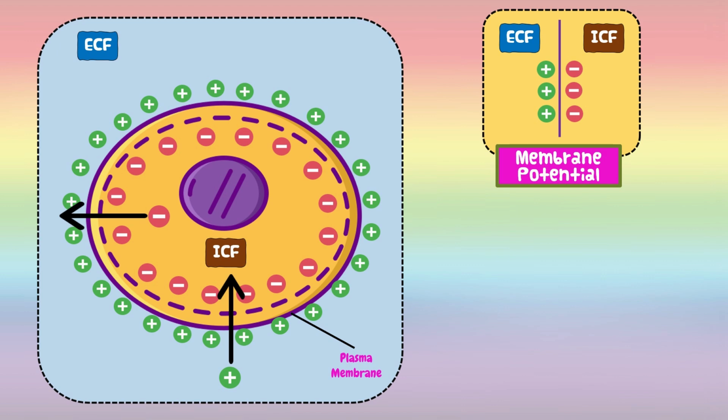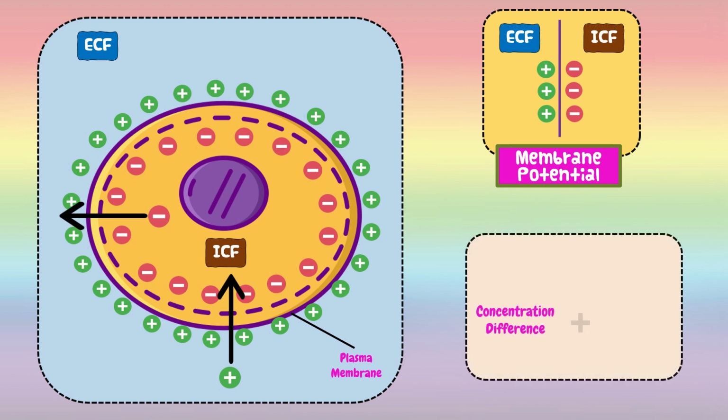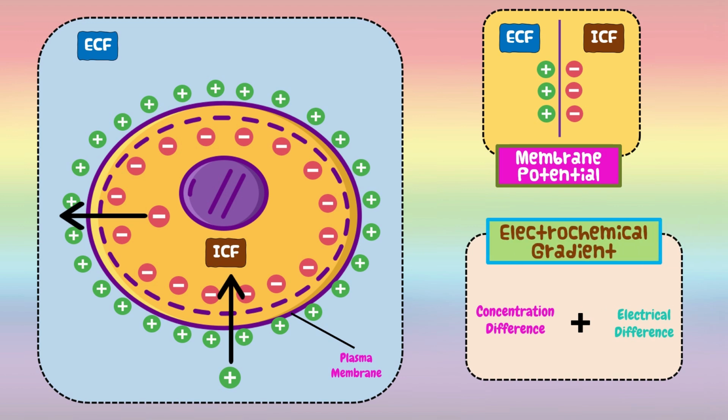Consequently, the direction and magnitude of ion fluxes across membranes depend on both the concentration difference and the electrical difference, also called the membrane potential. These two driving forces are considered together as a single combined electrochemical gradient across a membrane.